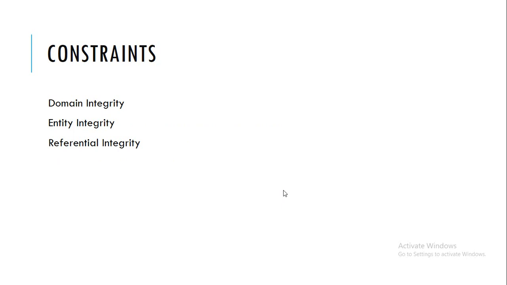What is a constraint? A constraint is a mechanism used in a database to prevent invalid data entry into the table. We have three different categories of constraint. First one is domain integrity. Under domain integrity we have not null and check. In the entity integrity constraint we have unique key and primary key. In the referential integrity constraint we have reference key and foreign key. So we'll see one by one.